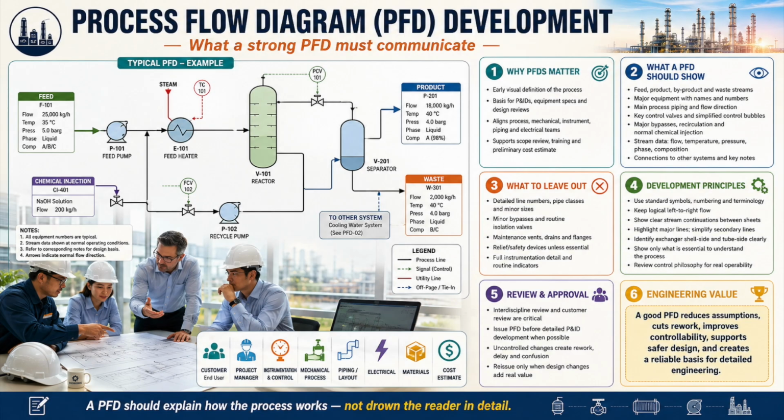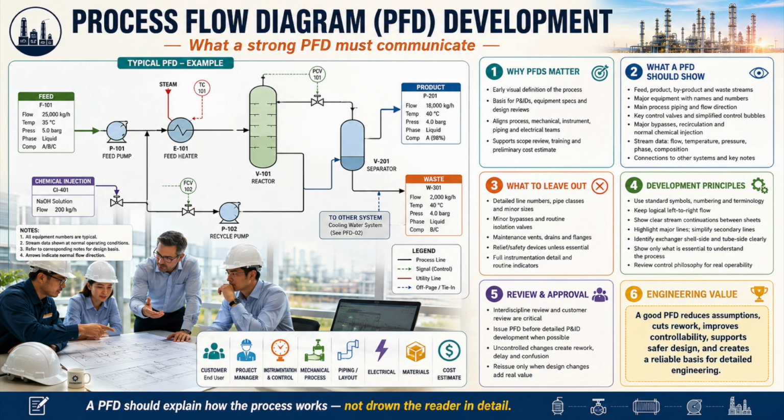The final discipline is document clarity. A reviewer should be able to trace the main process path quickly. The equipment sequence should be obvious. Stream numbers should connect directly to the heat and material balance. Control functions should explain how the process is stabilized. Package boundaries should be visible. Continuations should be unambiguous. Notes should clarify exceptions. The drawing should be technically dense but visually calm. That is the real standard.